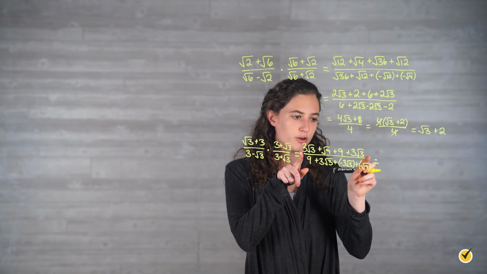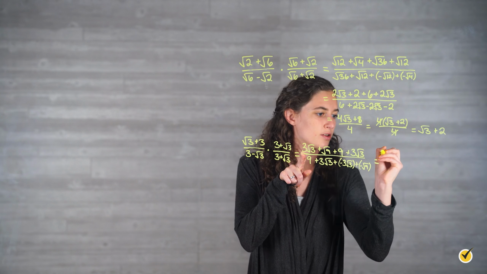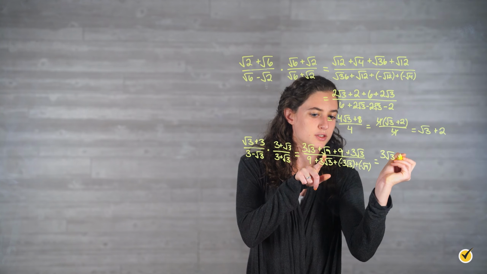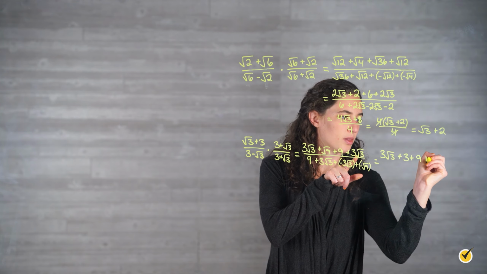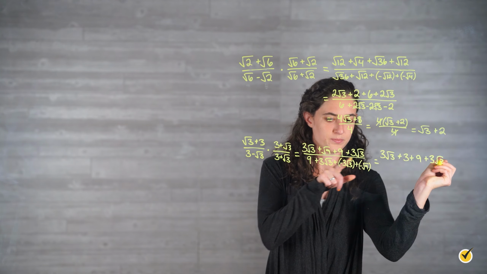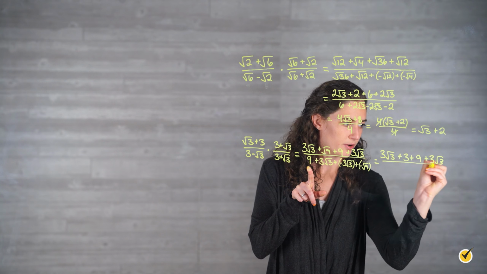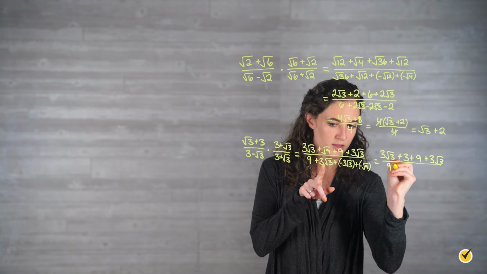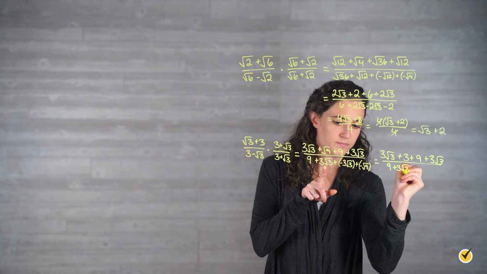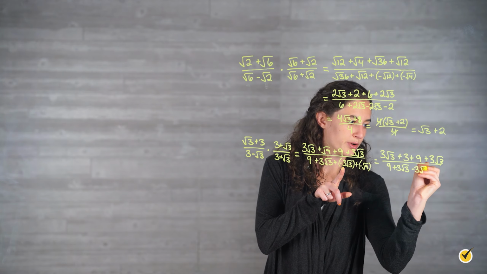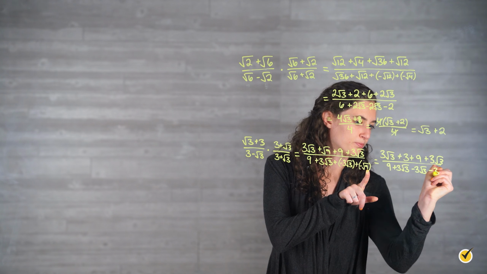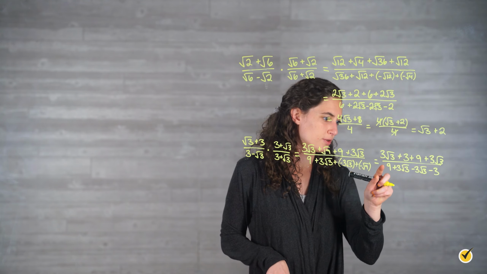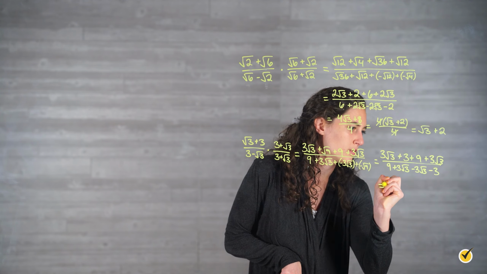We can simplify our roots here a little bit and get 3 square root of 3 plus the square root of 9 is 3, plus 9 plus 3 square root of 3. And then in our denominator, we'll have 9 plus 3 times the square root of 3 minus 3 times the square root of 3 minus the square root of 9, which is 3.